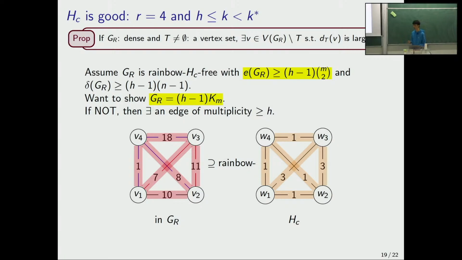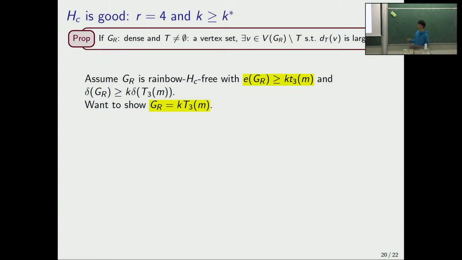So simply saying, we just find a dense enough sub-multigraph in GR and find a rainbow copy of HC in there. And the second case would be when K is greater than or equal to that threshold. Here we assume again GR is rainbow HC3, but now in this case the desired extremal number would be K times the Turán number of K3n. So this was the number of edges of triangle T3n, and we want to show that GR is exactly K times the triangle T3n.